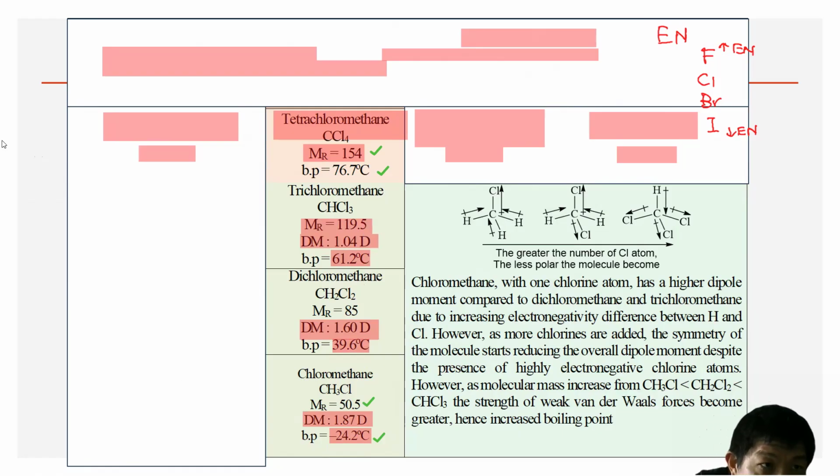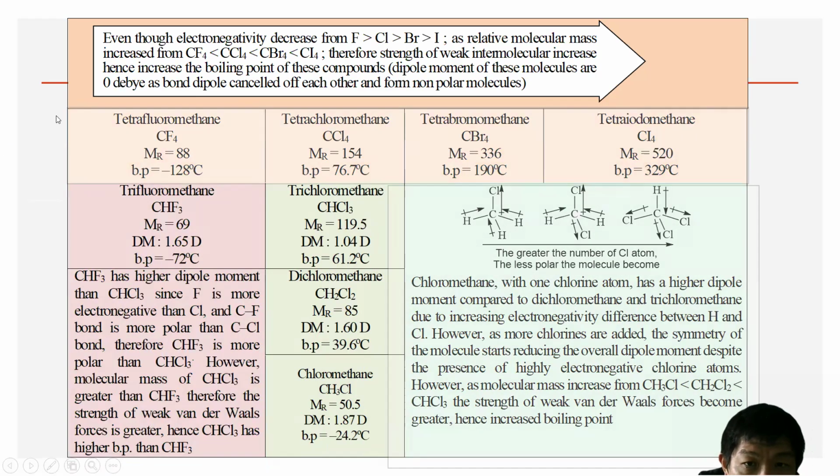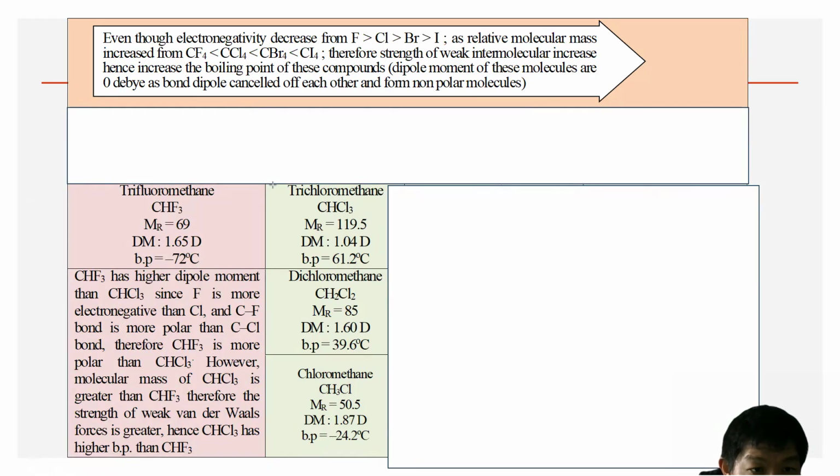Okay, and this also applies to the same case if you compare trifluoromethane and trichloromethane. You can see very clearly that the molecular mass differs widely. So even though the dipole moment of CHF3 is greater than that of CHCl3, the molecular mass or molecular size of CHCl3 is much larger than CHF3. That is why CHF3 still has the lower boiling point compared to CHCl3 here.